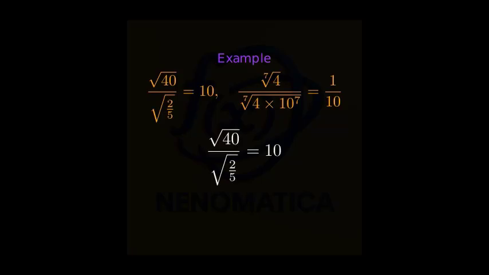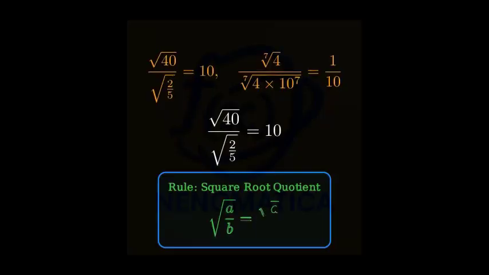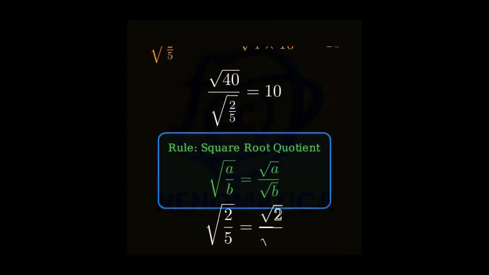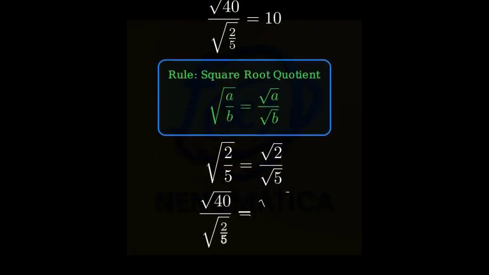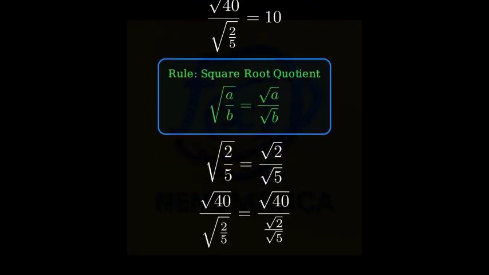We need to verify that the square root of 40 divided by the square root of 2/5 equals 10. First, we'll apply the square root quotient rule, which states that the square root of a fraction equals the square root of the numerator divided by the square root of the denominator. So, the square root of 2/5 equals the square root of 2 divided by the square root of 5. Now, we can rewrite our expression with this substitution.